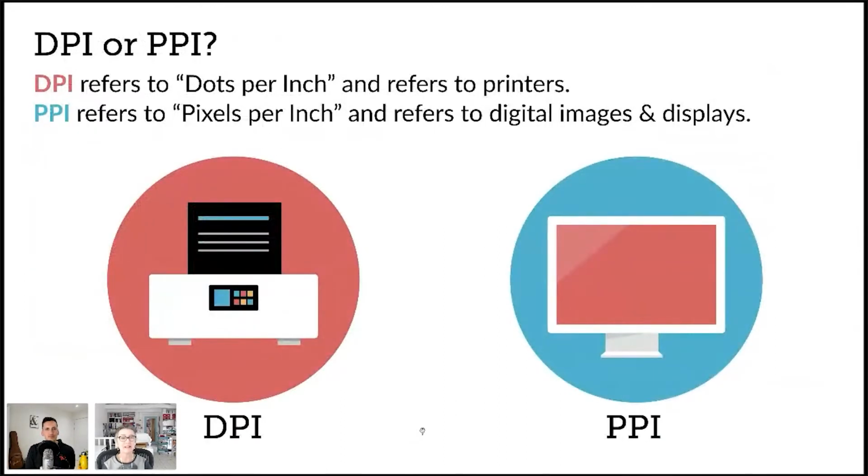All right. Okay, so first off, let's get right into what's the difference between DPI and PPI. DPI refers to dots per inch, and that is basically a term for printers. It's how many dots are going down per inch in a printer. And PPI refers to pixels per inch, and that refers to digital images and displays. So your digital image is going to be measured in PPI. Your monitor is measured in PPI. Even your iPhone, your iPad, those would be in PPI measurements.